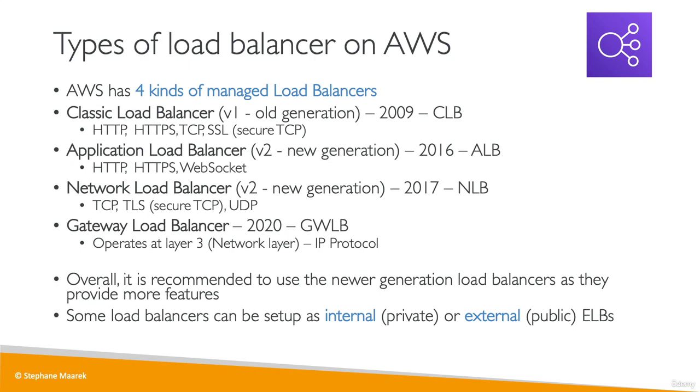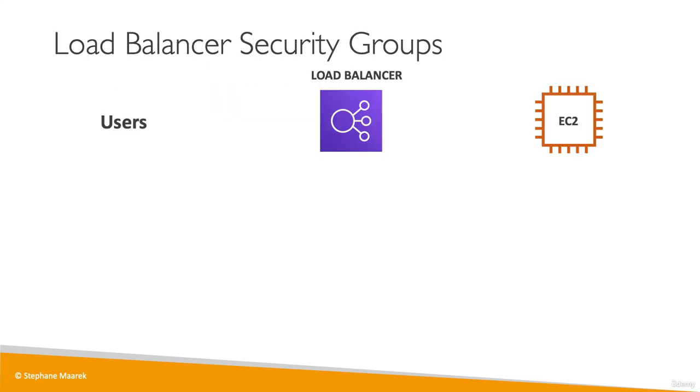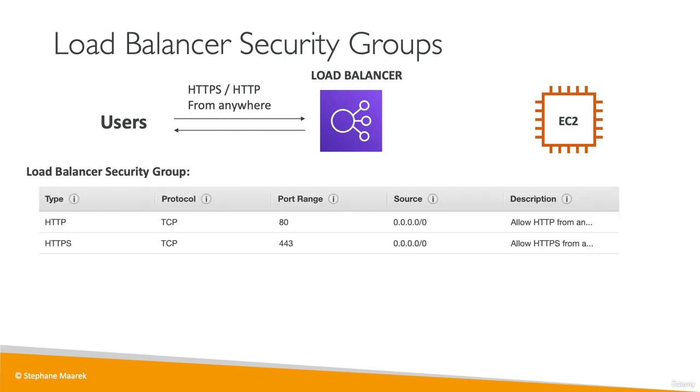Finally, you need to understand the security around load balancers. The users can access your load balancer from anywhere using HTTP or HTTPS, and therefore the security group rule is going to look something like this, where the port range is going to be 80 or 443, and the source is going to be 0.0.0.0/0, which means anywhere. And so we allow the users to connect to our load balancer.